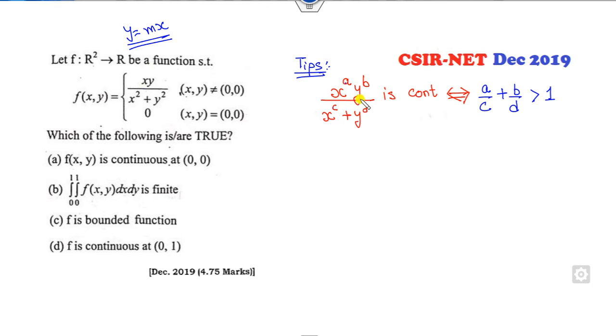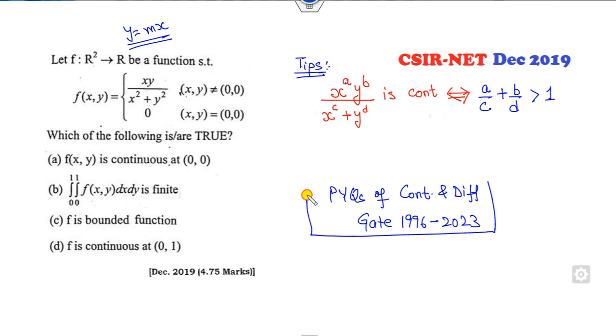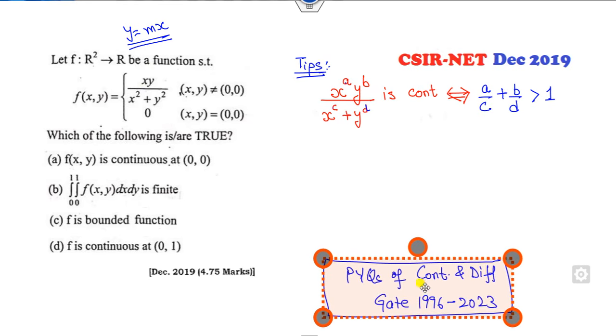I already explained this concept in my PYQ series on continuity and differentiability. You can watch this lecture, GATE 1996 to 2023, for finding more examples on this concept and the very shortcut tricks for functions of several variables. Anyhow, now you can see how to check whether a function is continuous or not.